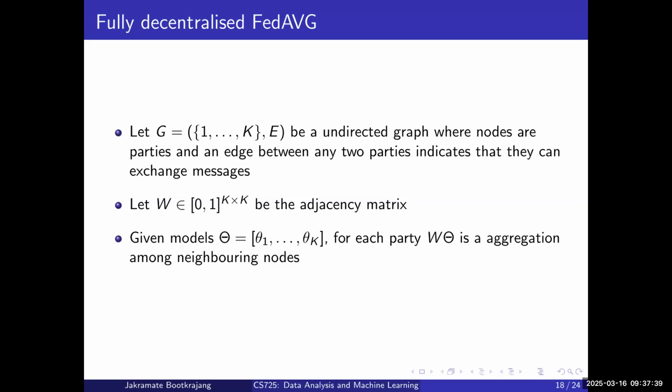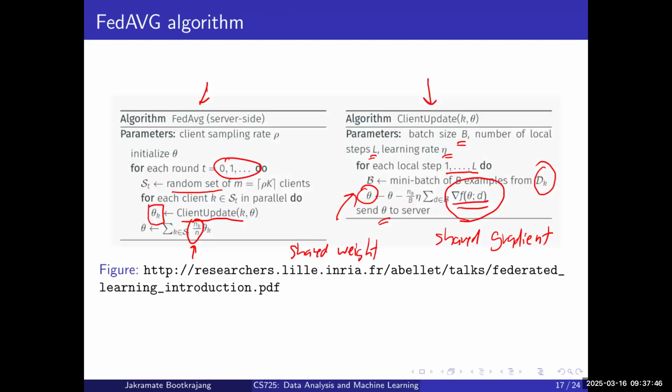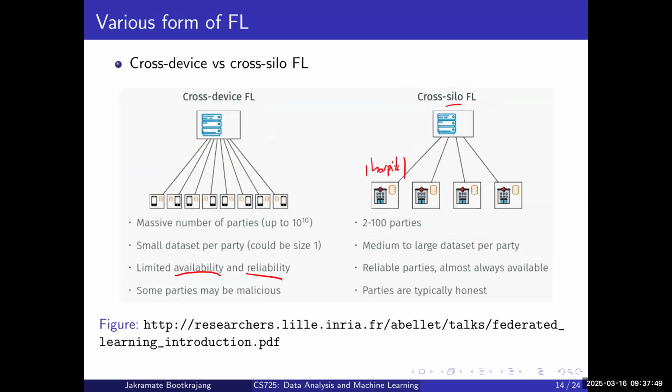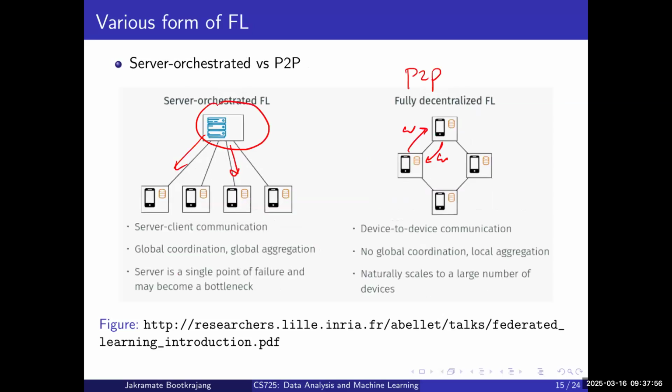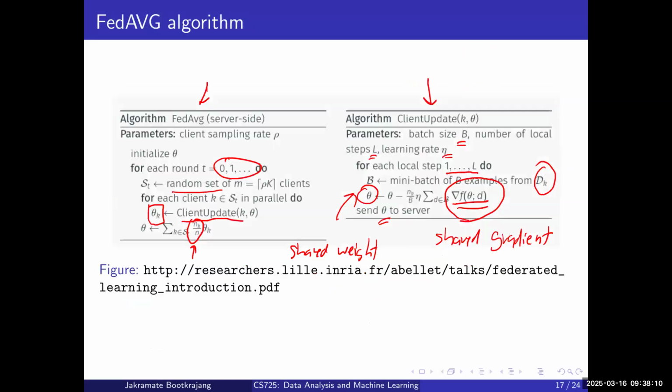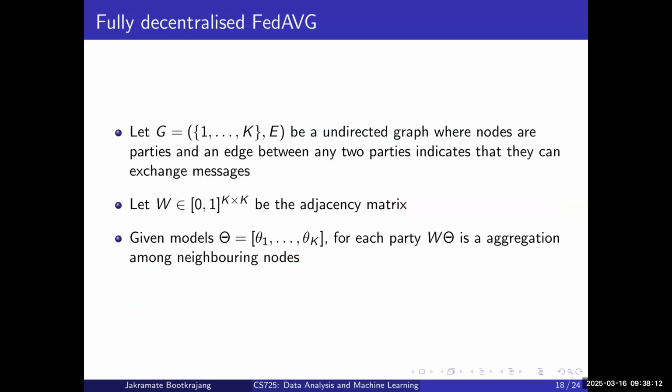So what about a fully decentralized setting? This algorithm is for the first three setups, when you still have the central server that communicates with the client. But what about this one? There's no central server, so you don't have the code for the server side, you don't have the code for the client side. So we have to do something a little bit different.